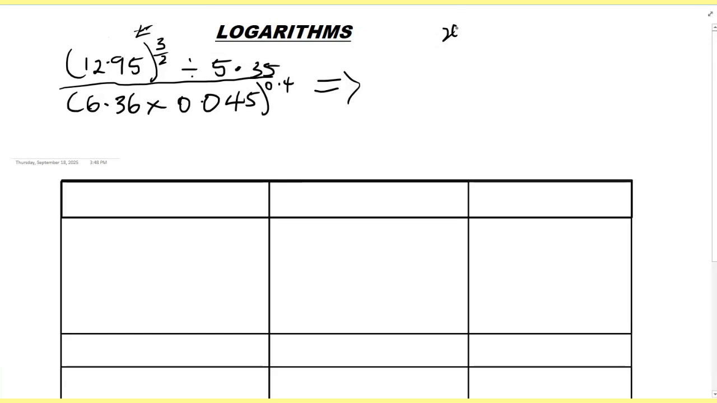Now, if you have x to the power of 3 over 2, in literal terms it's the same thing as x raised to the power of 1 over 2 multiplied by 3, right? And we all know that x to the power of 1 over 2 is the same thing as the root of x, right? So this is the root of x, to the power of 3. So I'm going to rewrite the question like that.